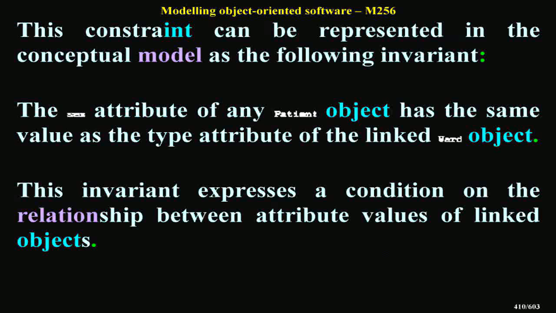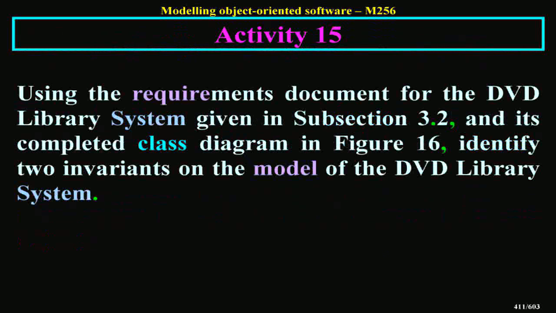The attribute of any object has the same value as the type attribute of the linked object. This invariant expresses a condition on the relationship between attribute values of linked objects. Activity 15. Using the requirements document for the DVD library system given in subsection 3.2, in its completed class diagram in Figure 16, identify two invariants on the model of the DVD library system.